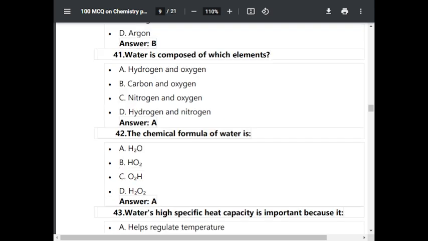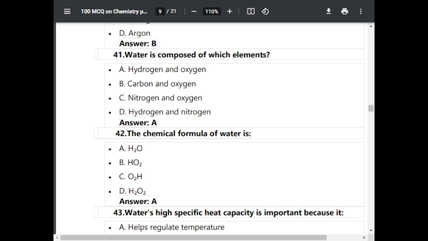Question number 41. Water is composed of which elements? Option A hydrogen and oxygen, option B carbon and oxygen, option C nitrogen and oxygen, option D hydrogen and nitrogen. The correct answer is A, hydrogen and oxygen. So water is composed of hydrogen and oxygen. The correct answer is A.